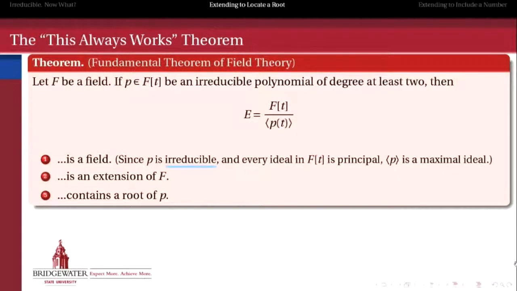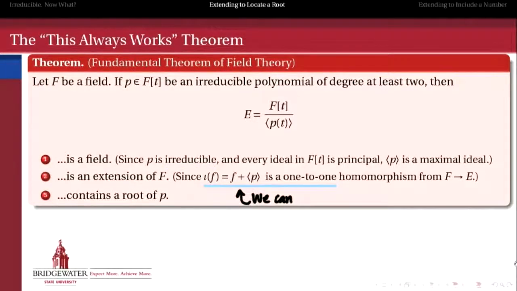So the first important observation is that this E, this quotient, is a field. And the reason E is a field is that P is, by presumption, an irreducible polynomial. And since F adjoin T is a principal ideal domain, that means that the ideal generated by P is a maximal ideal. And whenever we take the quotient of a commutative ring by one of its maximal ideals, we get a field. So that's the first observation, that this is always a field, and it extends F.